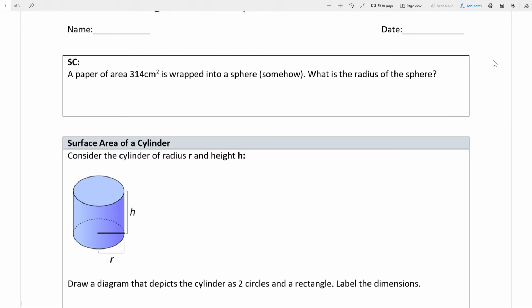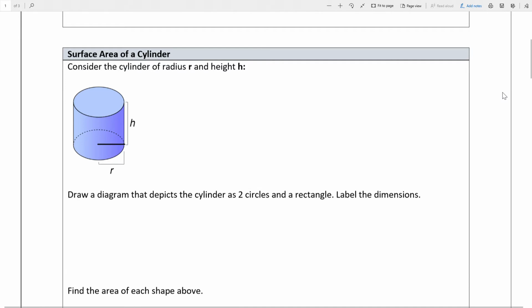For this lesson, if you are able to go through all the questions here and understand all the content, then you should be able to complete the success criteria question, which you can do at the end. So let's dive right into it. So let's start with the derivation of the surface area of a cylinder.